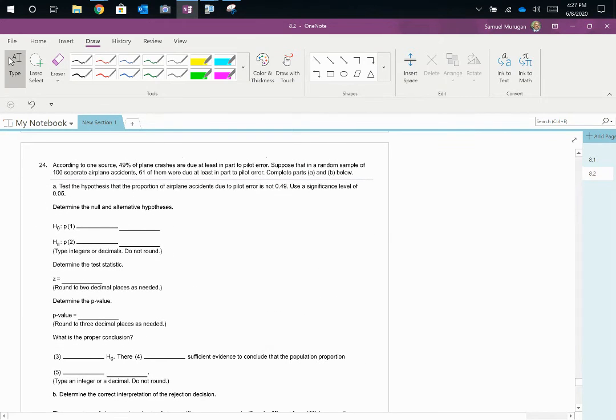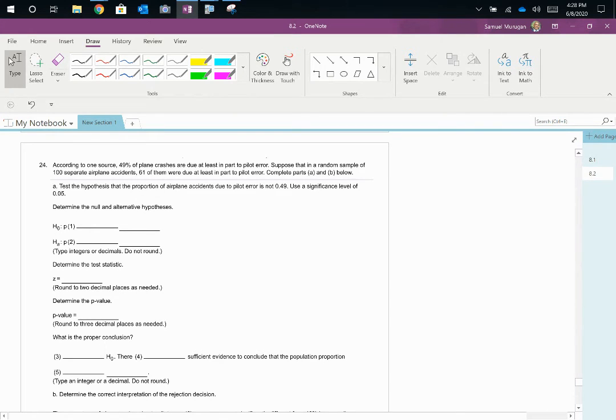One more problem. According to one source, 49% of plane crashes are due, at least in part, to a pilot error. Suppose that a random sample of 100 crashes finds 61% are due to pilot error. Okay. Complete parts A and B. Test the hypothesis that the proportion of airplane accidents is not 0.49.